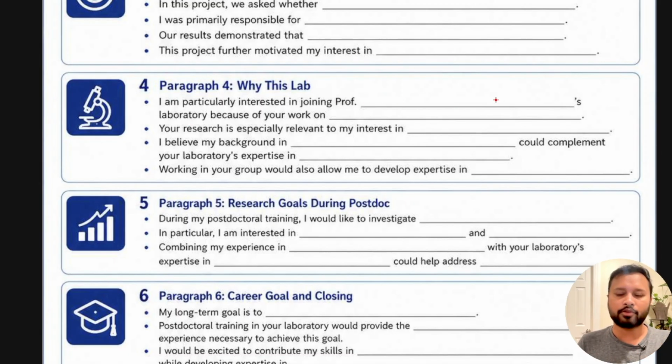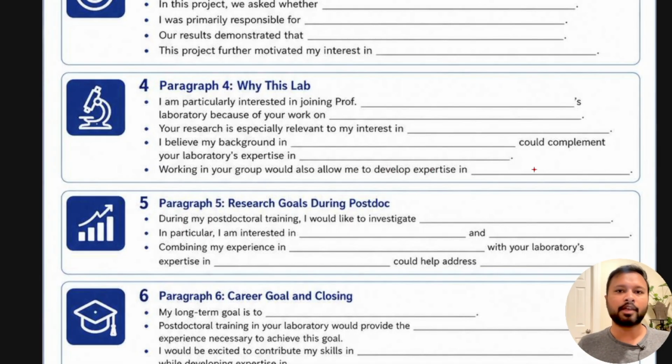Then comes, of course, the most important paragraph: "I'm particularly interested in joining Professor so and so," whomsoever's lab you are applying to, "because of your work upon..." So what work they are doing. "Your research is especially relevant to my interest in so and so field. I believe my background in..." whatever work you have done, "...could complement your laboratory's expertise in..." whatever field you are looking at.